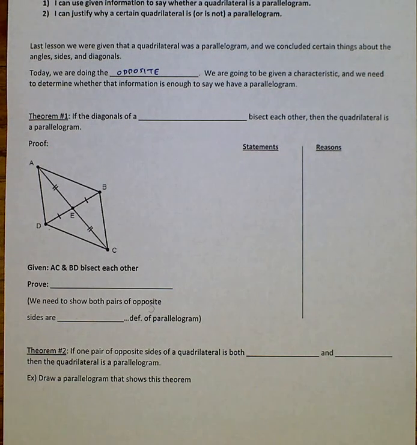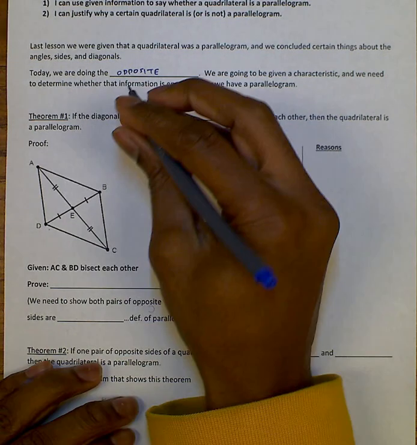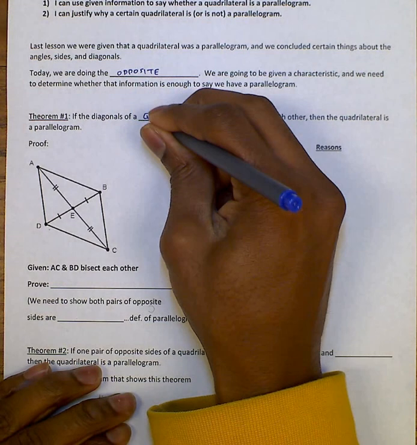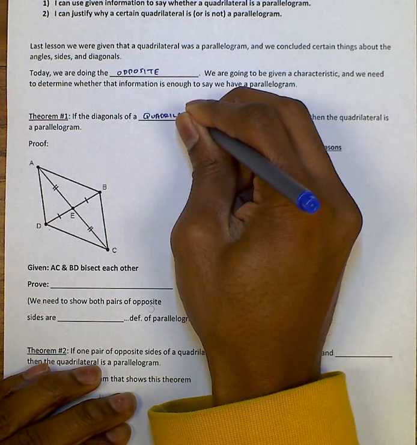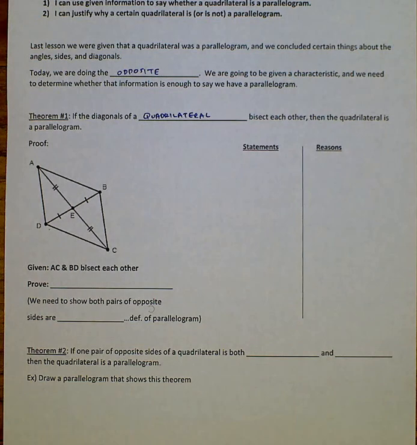So, first things first, theorem 1 says if the diagonals of a quadrilateral bisect each other, then the quadrilateral is a parallelogram. So if the diagonals bisect, then the quadrilateral is a parallelogram. We'll show this with a proof.